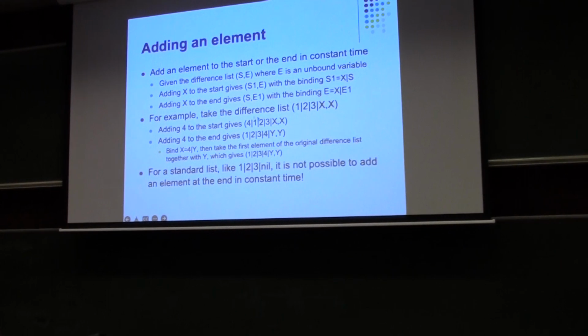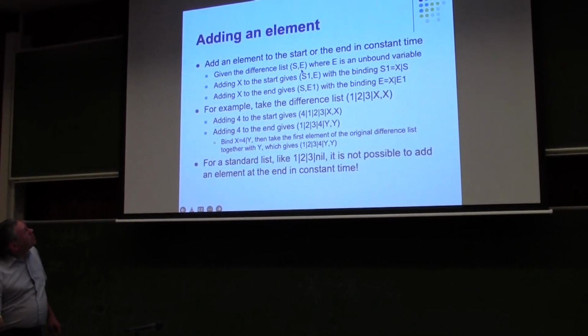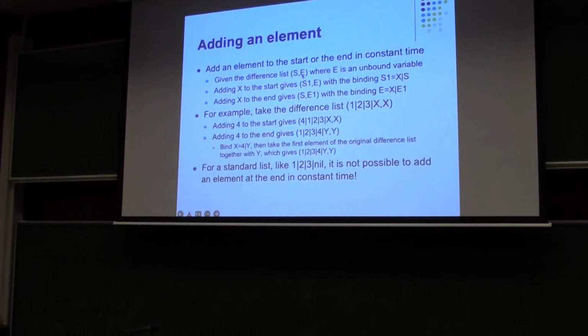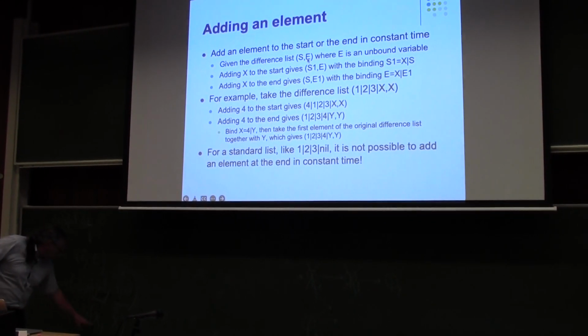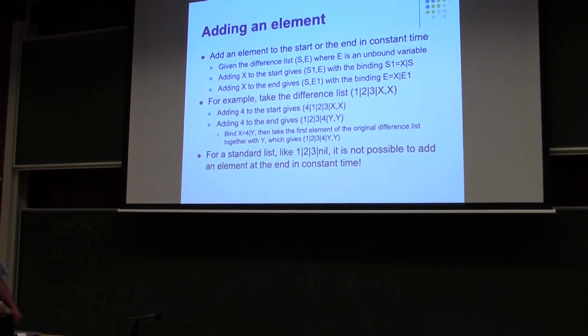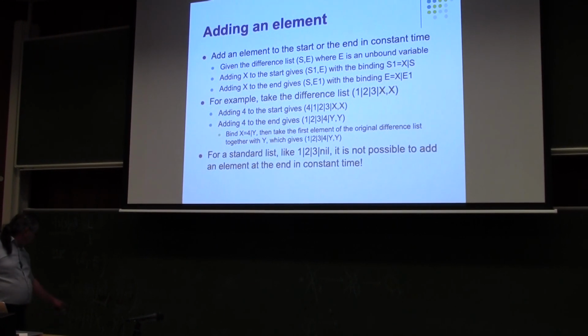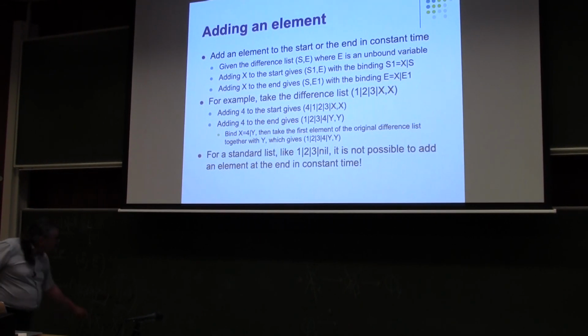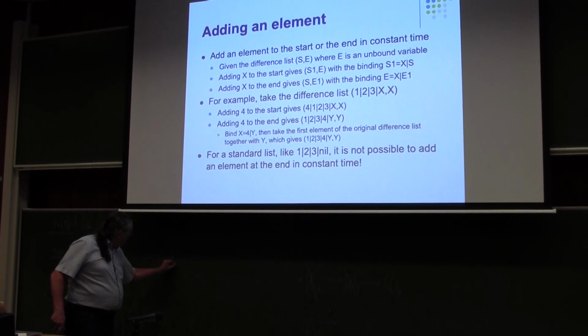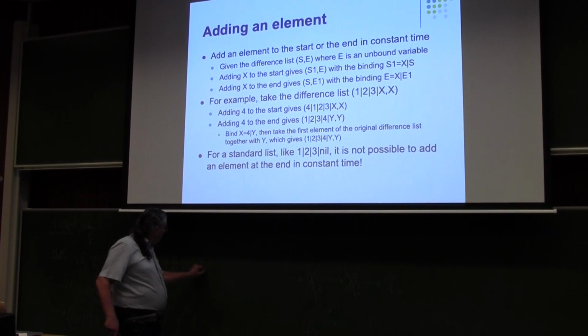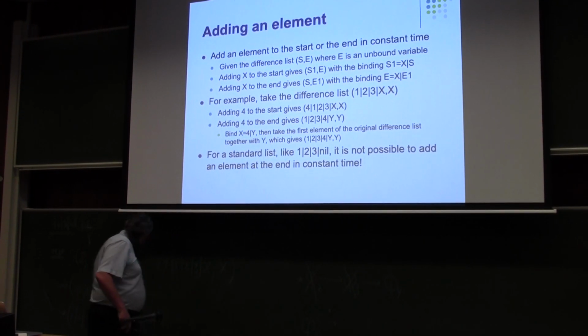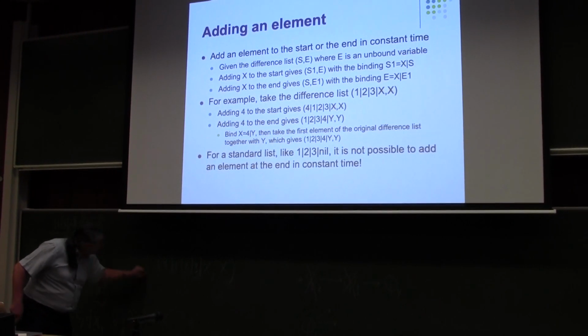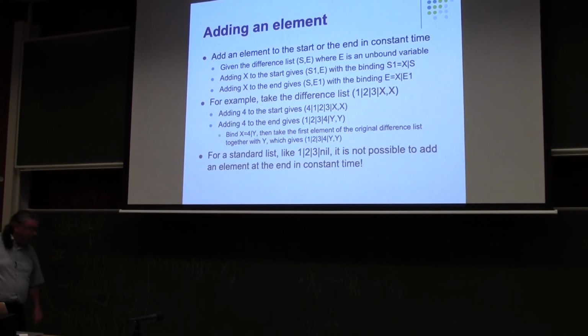So given a difference list, S and E, assume that E is an unbound variable. It's like this: 1, 2, 3, X, X. Now, let's say I want to add a number to the beginning of this. I want to add 4 to the beginning. Well, that's easy, I just add 4 to the first one. So I get 4, 1, 2, 3, X, X. If I add 4 to the beginning, I can do it by just adding 4 to the first one.